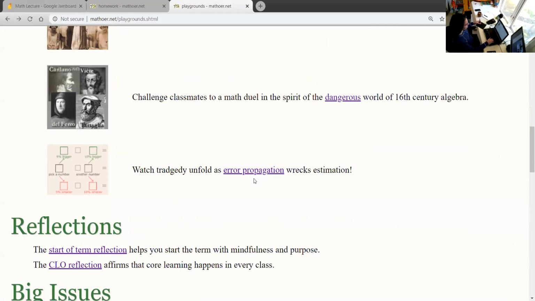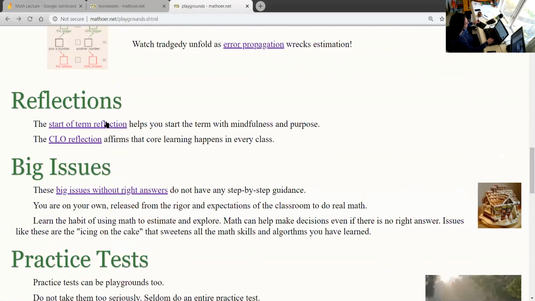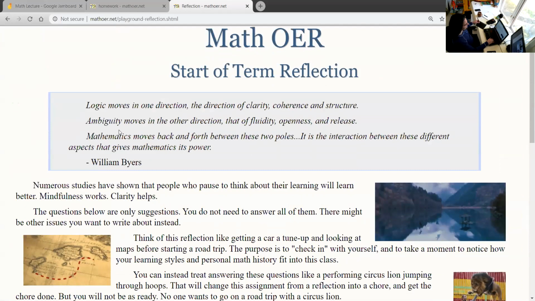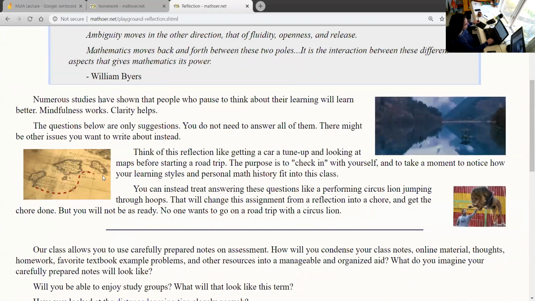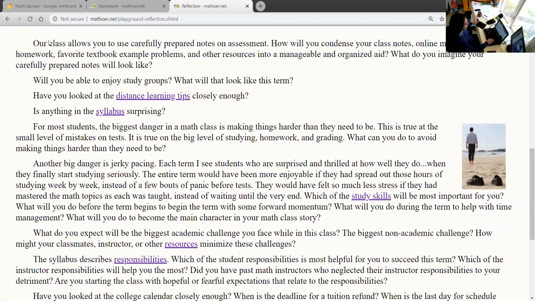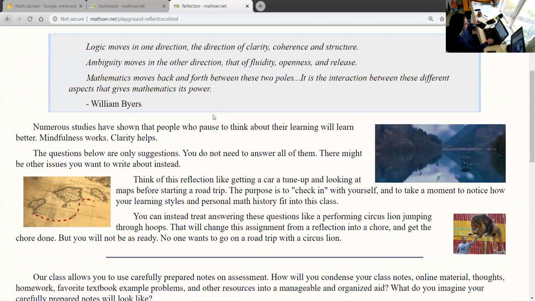Things about how errors make answers not trustworthy. So that's for that kind of being a real math thing. The start of term reflection and core learning outcome reflection are optional for you. That's there for the Math 20 students, but it's not a bad thing to look at. This isn't a syllabus quiz. I'm not asking you a dozen questions and asking you to answer them. It's just sort of get your brain organized as we're starting the class. Like if you're packing for a road trip, do you have the right stuff in your car? Because we've kind of gotten going.